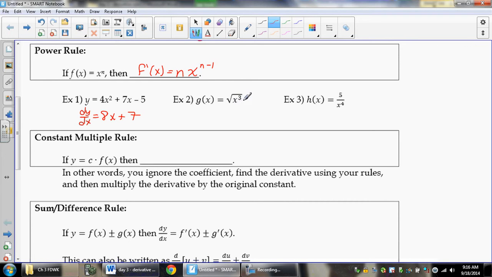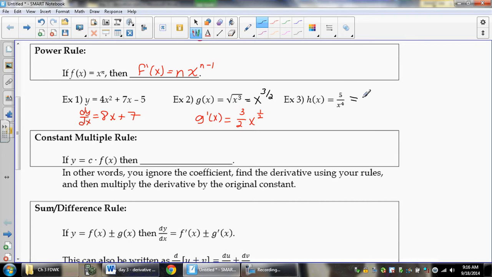Number 2, I really want this to look like an exponent rather than an exponent and a radical. So x cubed square rooted is the same as x to the 3 halves. And therefore our derivative is going to be 3 halves x to the, well, 3 halves minus 1 is 1 half. Same thing over here. I don't really like that this is a fraction. I want to undo that.